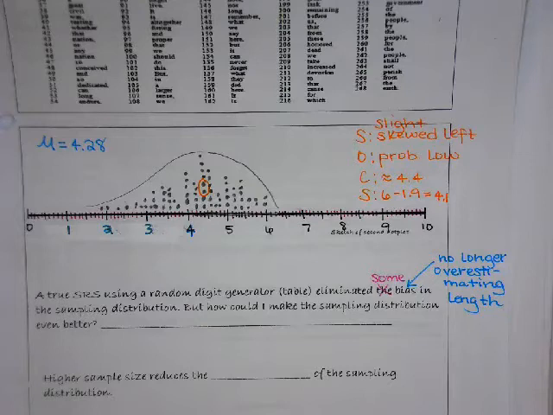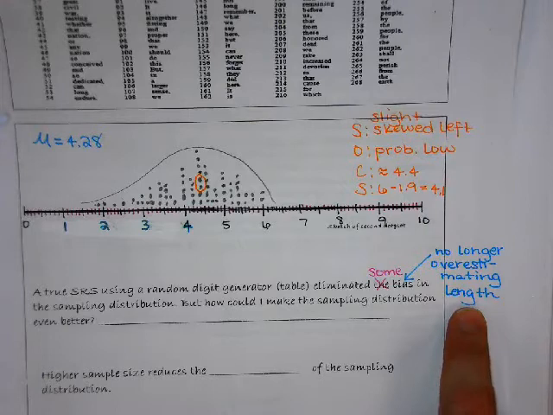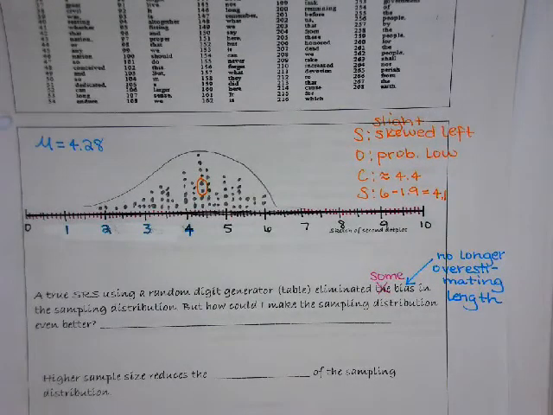All right, so by making it an SRS, because we used the random digit generator, we eliminated some bias, so we didn't overestimate quite as much. What could we do to make our sampling distribution even better? No thoughts? What about make your sample size bigger? Yeah, go with that one.